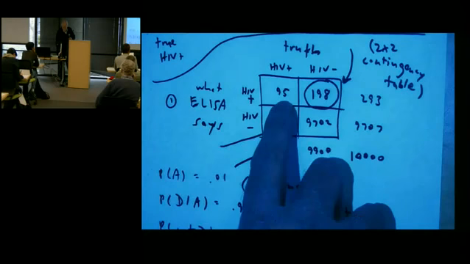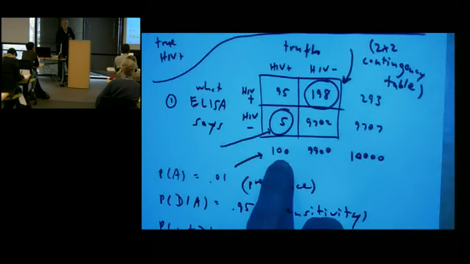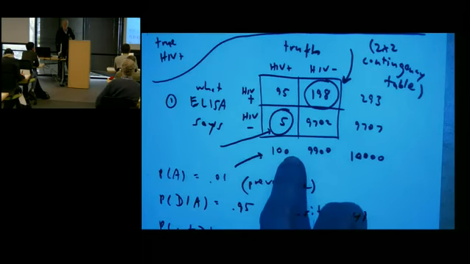But the numerator can't get much bigger, because it can't be bigger than 100 for people who are like this guy. We can't ever have that number be bigger than 100. It's driven by the prevalence.